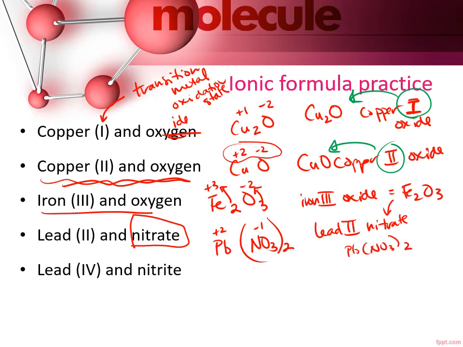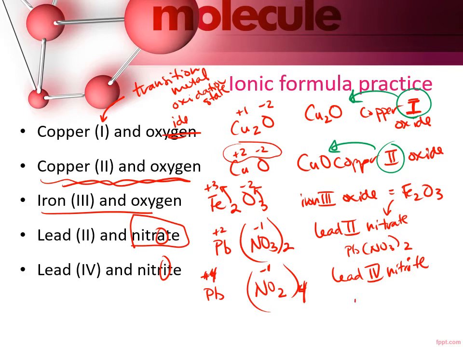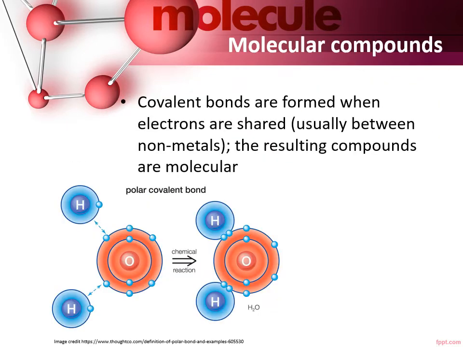Pb(NO3)2. Lead 4 nitrite, Pb is going to have a +4 charge. Nitrite, be careful, this was ate, this is ite. Nitrite is NO2 with a -1 charge. I need 4 of these -1 guys to balance out the +4 on this guy. And so my formula for lead 4 nitrite is going to be Pb(NO2)4. Good? Good.